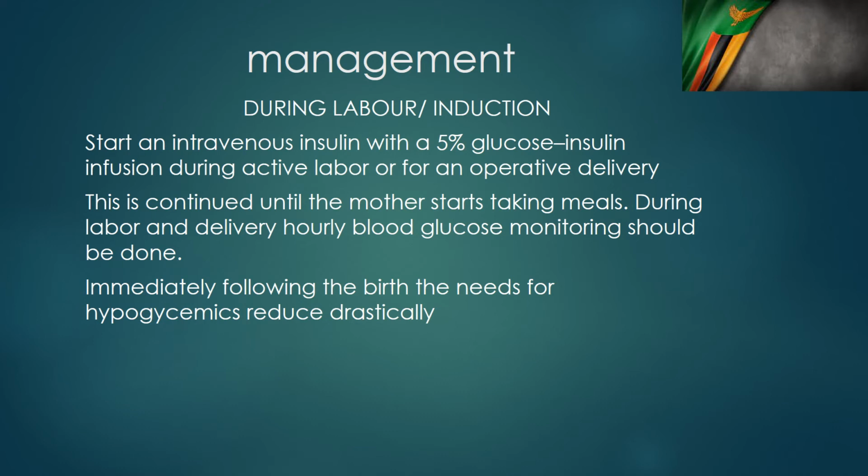So we need to do blood glucose levels more frequently when the patient is in the active phase of labor. Depending on the particular patient, we can do it hourly, we can do it 4-hourly, we can do it 6-hourly in the active phase of labor. The important thing to remember is that the glucose levels really go down during the active phase of labor.